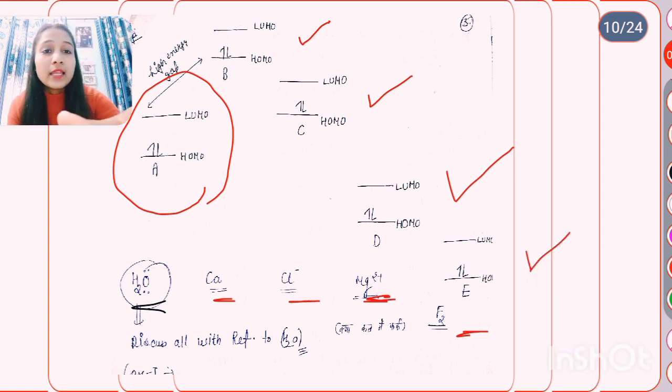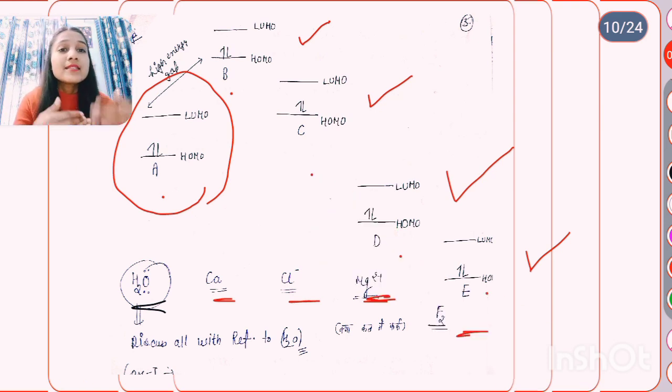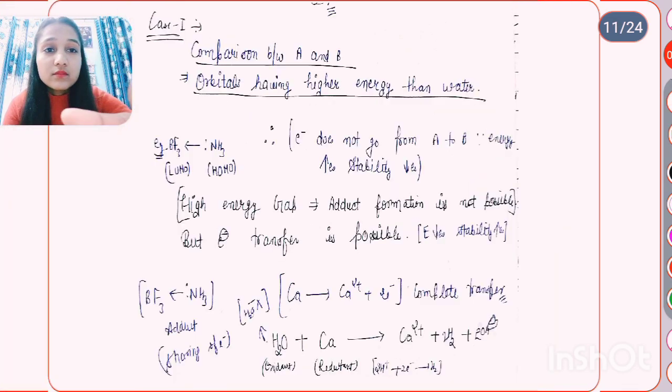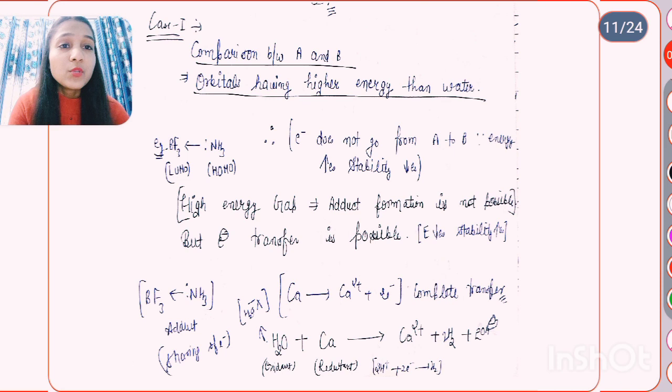So first here we have A, B, C, D and E. Simply we have to recognize the relationship between all these with respect to water. So firstly between A and B, as we know the gap between A and B is very high. First case, comparison between A and B. So gap between A and B is very high, so it is not possible for them to form adduct. So adduct formation is not possible here.